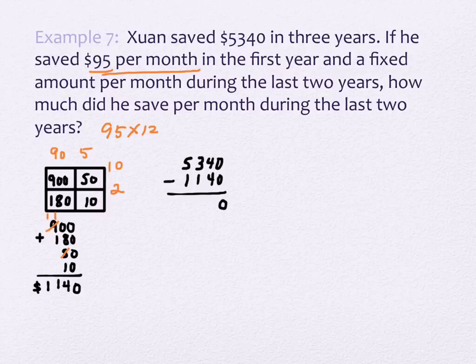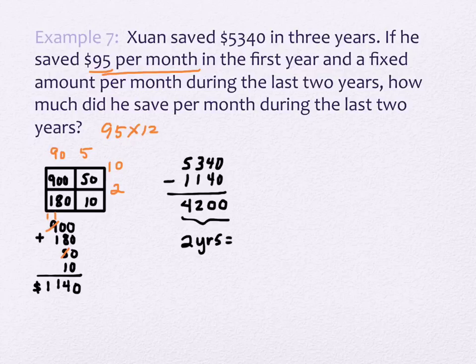All right, so we'll do 0 over here. There's no borrowing anyway, so in that sense, it's kind of nice. 4 minus 4 is 0. 3 minus 1 is 2. And 5 minus 1 is 4. So we have $4,200 left that he saved. And this is in the course of the last 2 years.